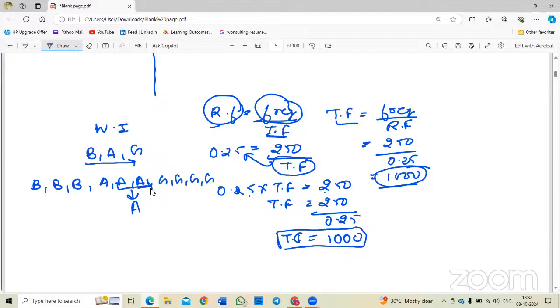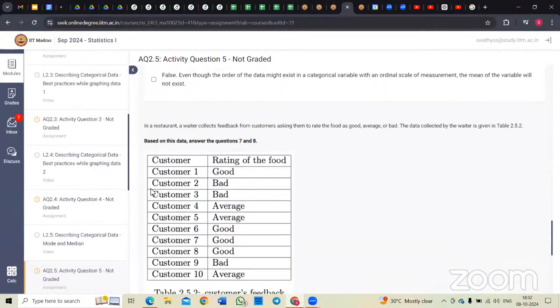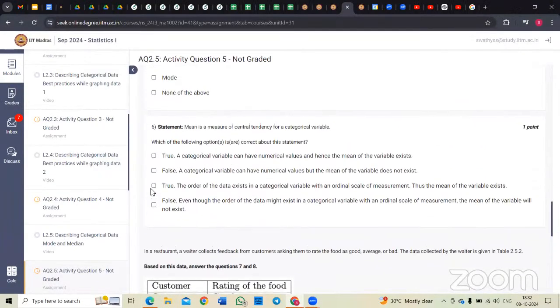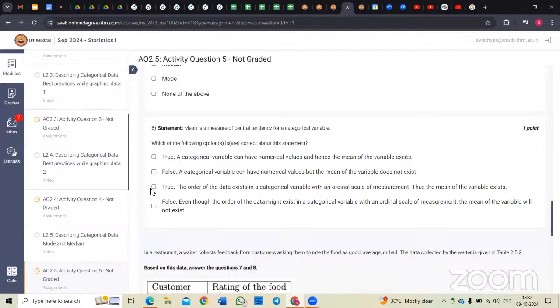Ma'am, in a Pareto chart, this is a question. In a Pareto chart, the bar with the maximum width will be the mode of the Pareto chart. No, sorry, what? The bar with the largest width will be the mode. The length or the width is same for every bar.